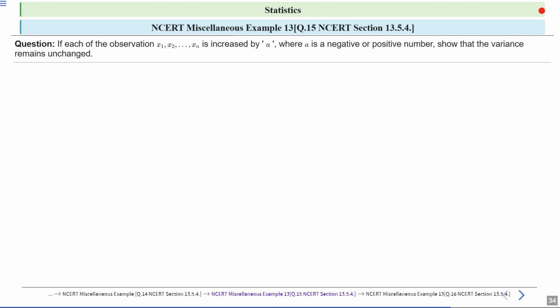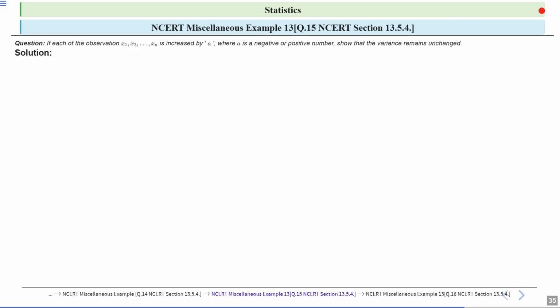Now let's examine what happens to the variance when we add a constant value a to every observation in a dataset. So the question asks us to show that if each value x1, x2 up to xn is increased by the same amount a, then the variance does not change. Okay. So let's see how to solve this.